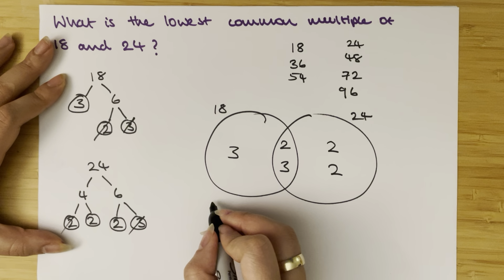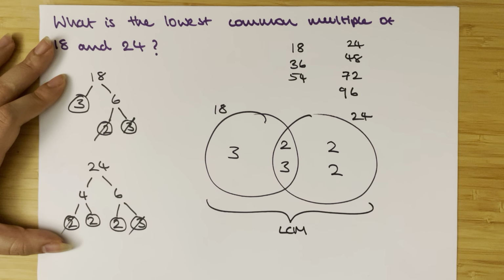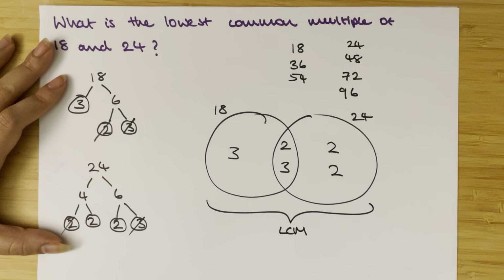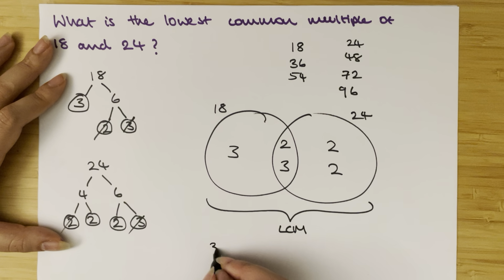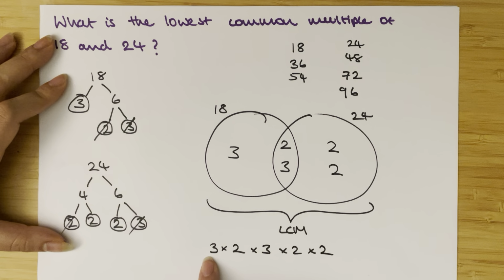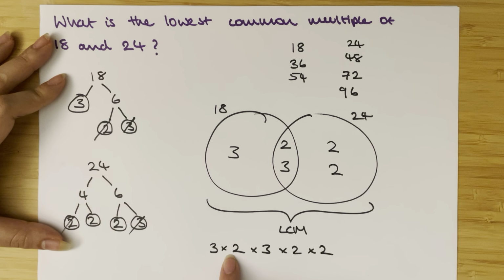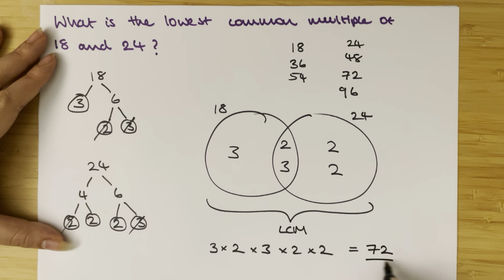And then what happens is the lowest common multiple is everything times together. So what you do is you do 3 times 2 times 3 times 2 times 2. So that is equal to 3 times 2 is 6, times 3 is 18, times 2 is 36, times another 2 is 72. So the lowest common multiple of the 2 is 72.